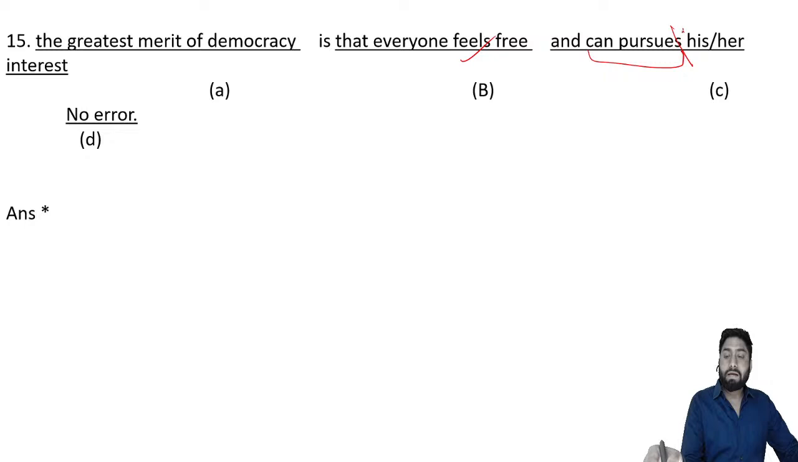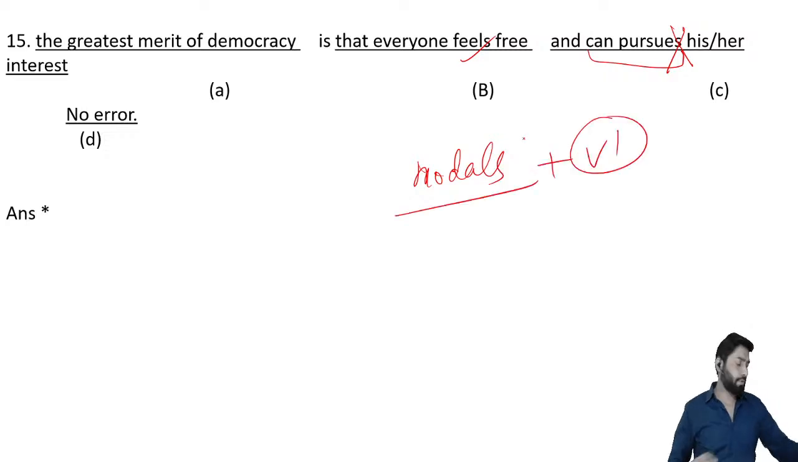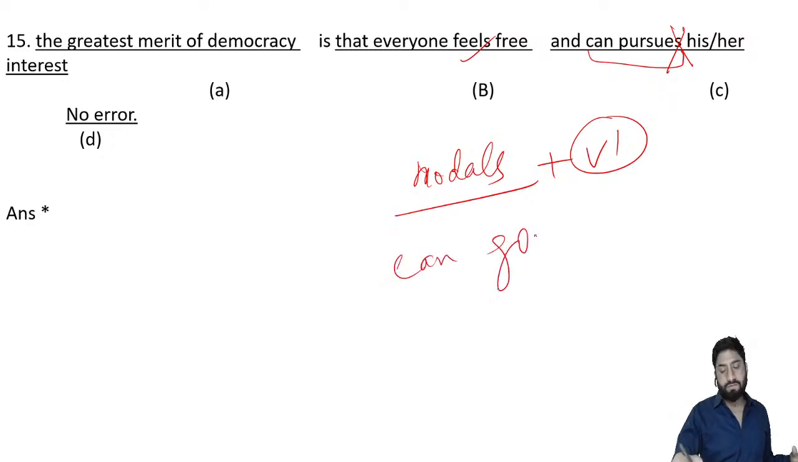अब सी कैन के बाद जितने भी हमारे मॉडल्स हैं, यू ऑल नो दैट, राइट? मॉडल्स के साथ वी ऑलवेज यूज V1 वर्ब्स, फर्स्ट फॉर्म. Can do, can go, can play. You never say can goes. Do you ever say can goes, will goes? Not at all, right? That's the reason. Can pursues is not correct.